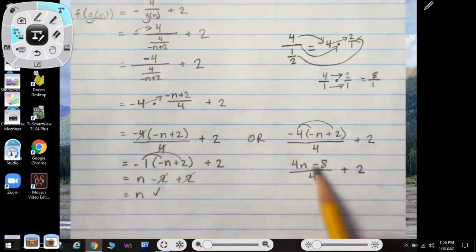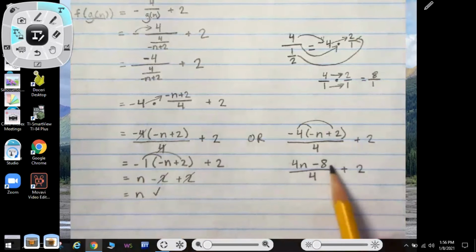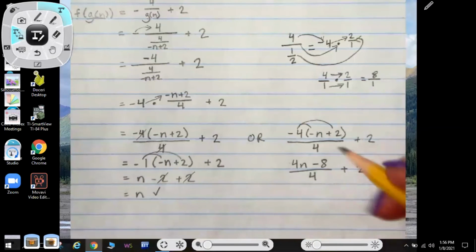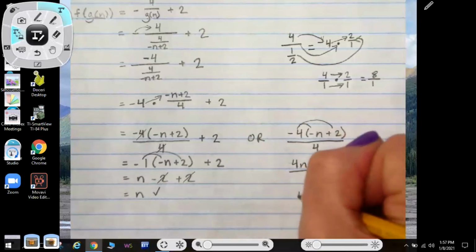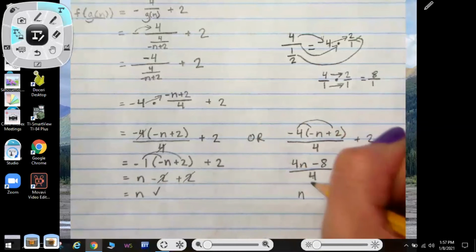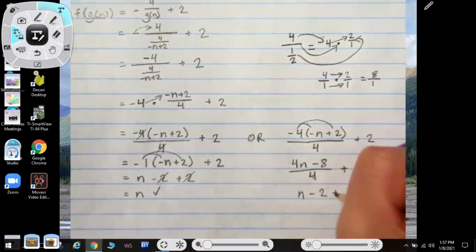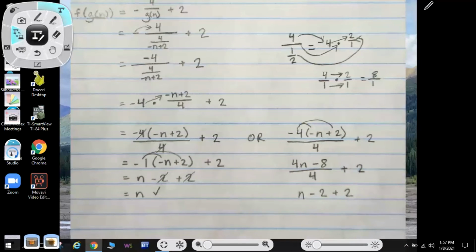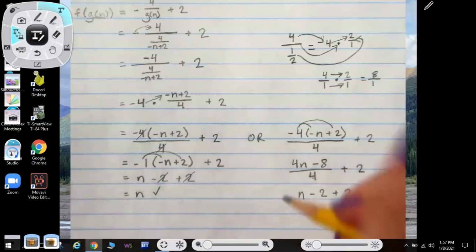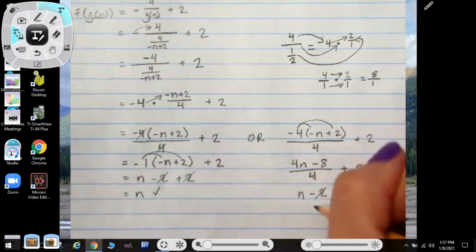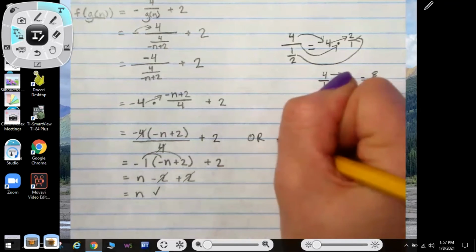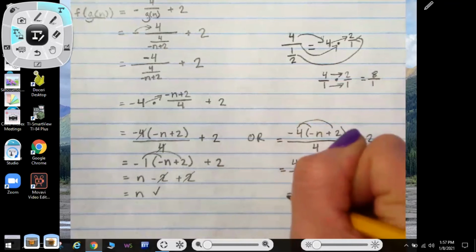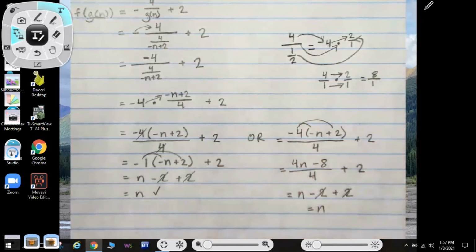Now we can divide both of these terms, 4n and -8, by 4 because they're both divisible by 4. So 4n divided by 4 is n. -8 divided by 4 is -2. Then we're in the same spot where the -2 and the +2 cancel out and give us n. Either way, it works out.